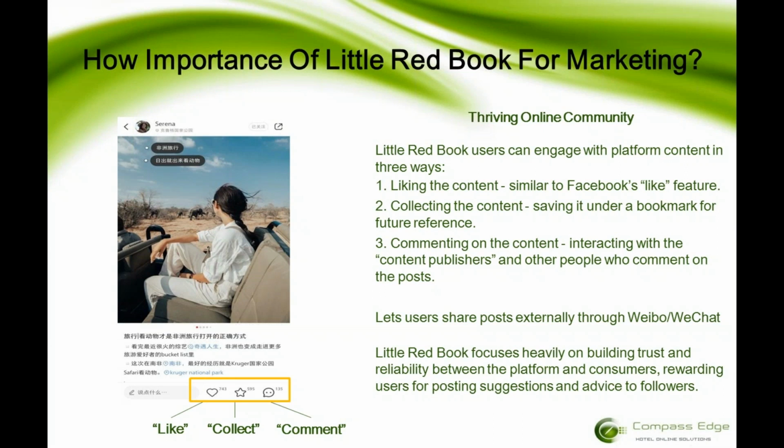Another element is finding an online community. Little Red Book users can engage with platform content in 3 ways. The first one is liking the content, similar to the Facebook like feature. The second one is collecting the content, saving it under a bookmark for future reference. The last one is commenting on the content, interacting with the content publisher and other people who comment on the post. It also lets users share externally through Weibo or WeChat. Little Red Book focuses deeply on building trust and reliability between the platform and customers, rewarding users for posting suggestions and advice to their followers.